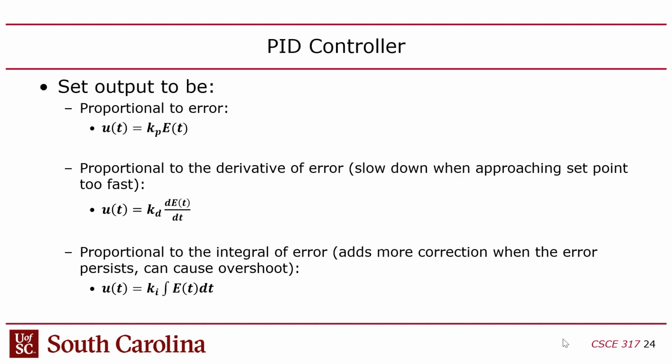And so why do you do this? Well, for the proportional, as you approach the set point, the idea is you want to slow down. And the integral is when you want to add more correction. You want to strengthen the output of the controller the longer the error persists. That's the idea, right?